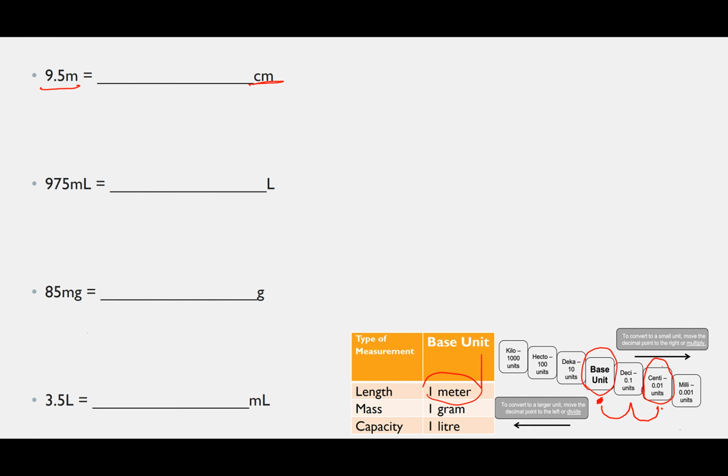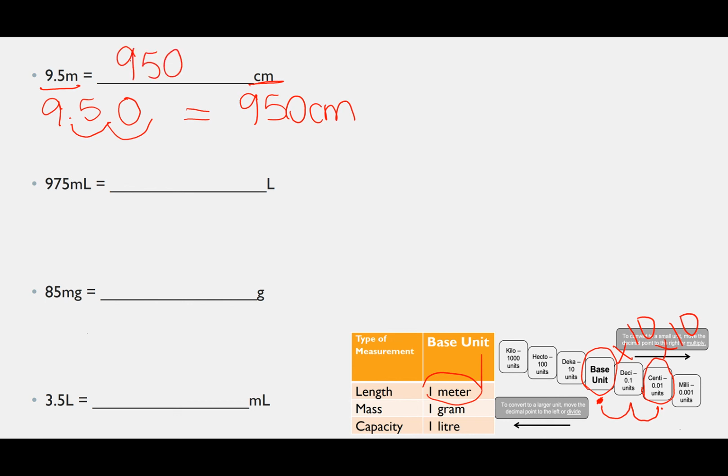We can also multiply by 10, times 10, times 10. So if we have 9.5 meters, we can move the decimal place over 1, 2. We can fill in the bubble with the 0, and this will equal 950 centimeters. You can write that on the line here, 950 centimeters. Okay.